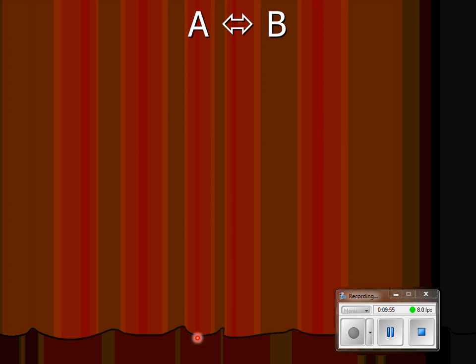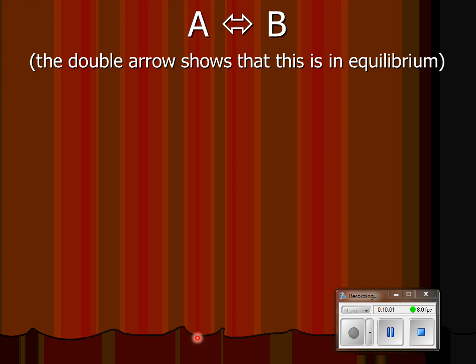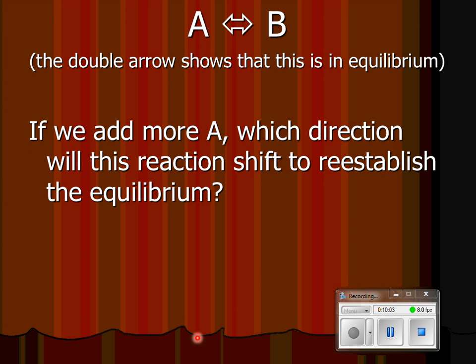This first one is very generic. So A makes B, very straightforward. And again, the double-sided arrows are equilibrium. The problem says we added more A, and they want to know which direction this reaction is going to shift to reestablish its equilibrium. So if the issue is that we have too much A in our container, the reaction is going to shift to make more B.